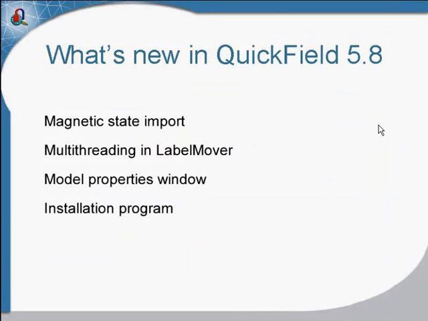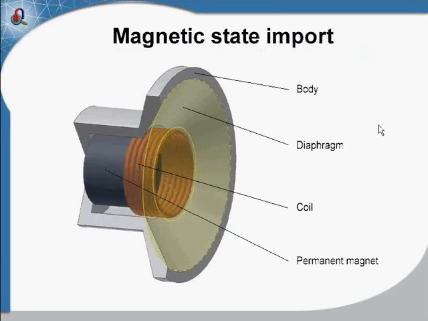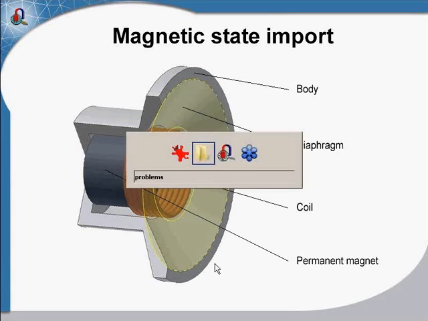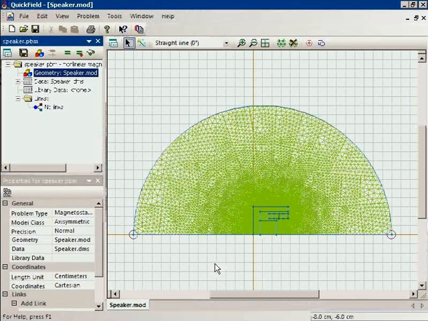Now let's talk about the magnetic state import. Please take a look. This is a speaker. There is a permanent magnet, the coil, the body, and the diaphragm. Now let's calculate the magnetic field distribution in this device. Here is my model in QuickField.